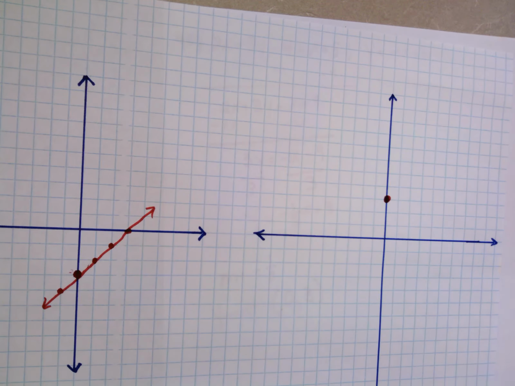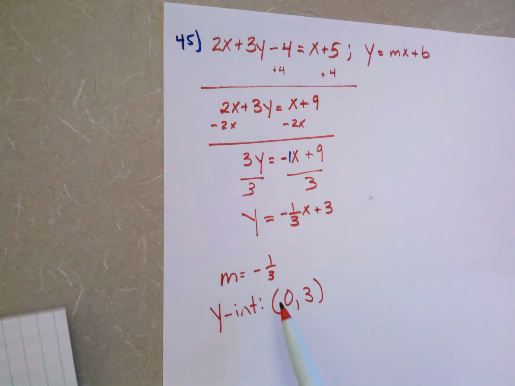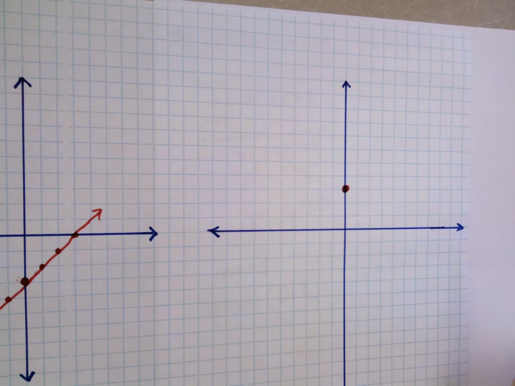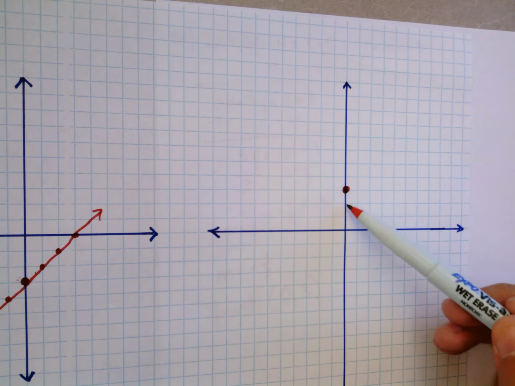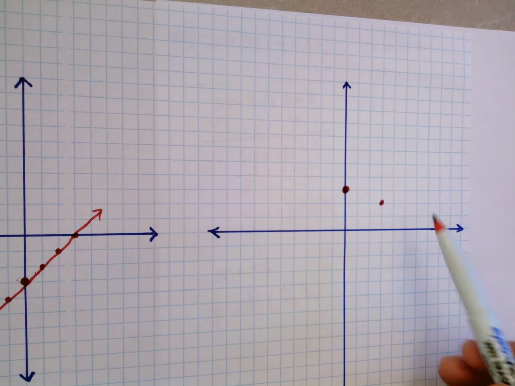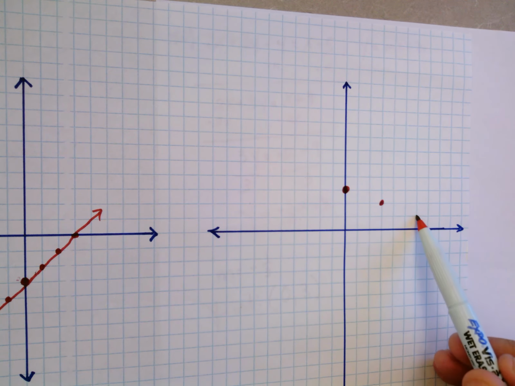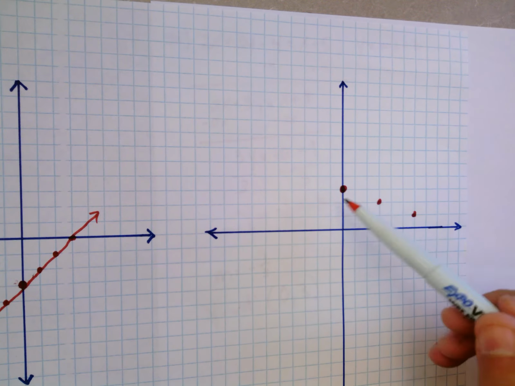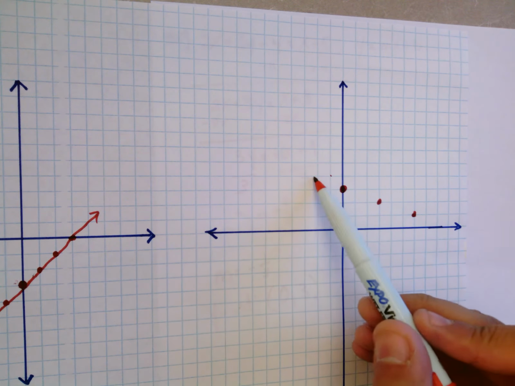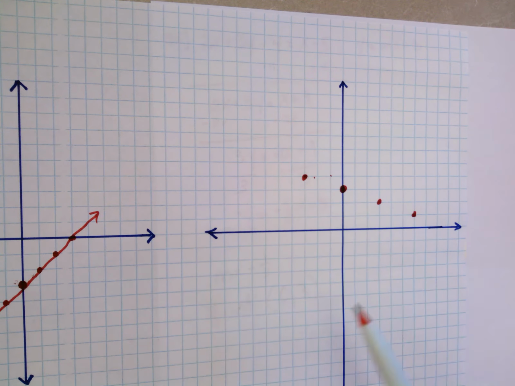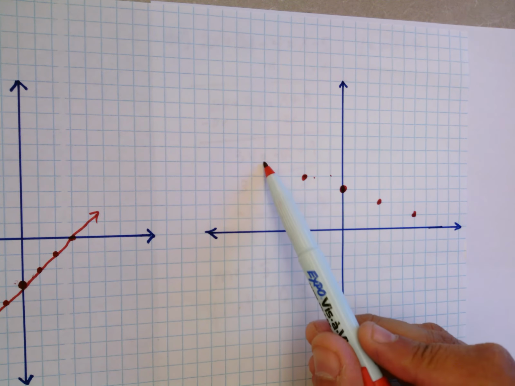Now, the slope will tell me the other points. Well, my slope is negative 1/3. It means that for every negative 1 in the y, it's a positive 3 in the x. So if I go down 1 and to the right 3. Or I can go the other way. I can go up 1. So if it's a positive change in the y, it has to be a negative change in the x. Up 1 and to the left 3.